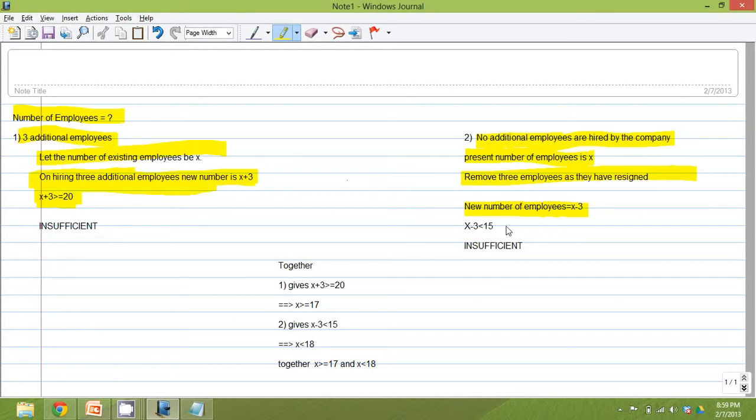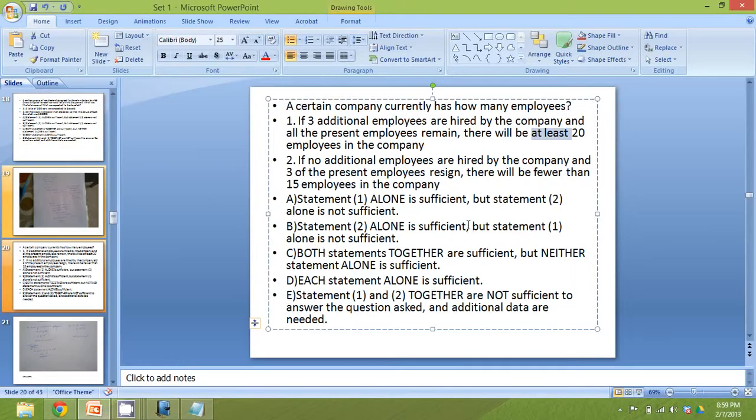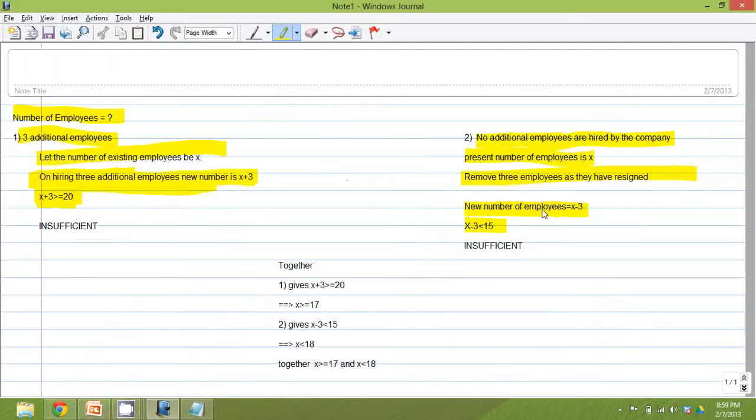When we say at least 20, we mean it's equal to or more than 20. However, here we mean it's less than 15, because all we have in the statement is that it's fewer than 15 employees. So X minus 3 is less than 15. To compensate for that minus 3, let's add 3 on both sides of the equation. We would have X is less than 18. It's just insufficient. It could be anything, 17, 16, 15, 1, anything.